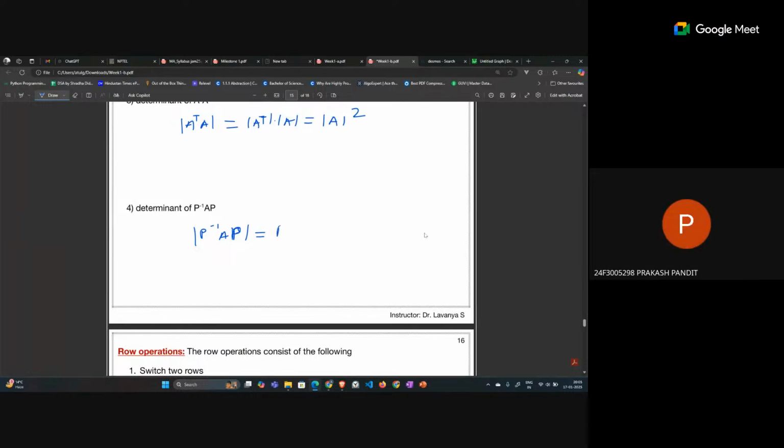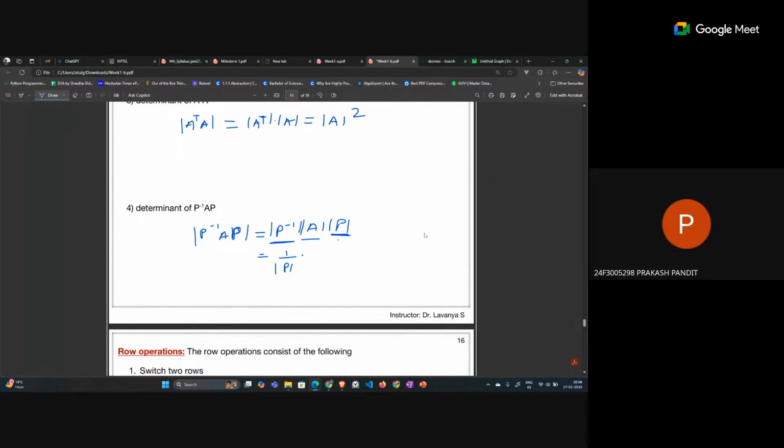Determinant of A. What is the P here? Any matrix, invertible, non-singular matrix. So we are splitting the determinant values for them, and we know this. We can replace the determinant of P by 1 by P.